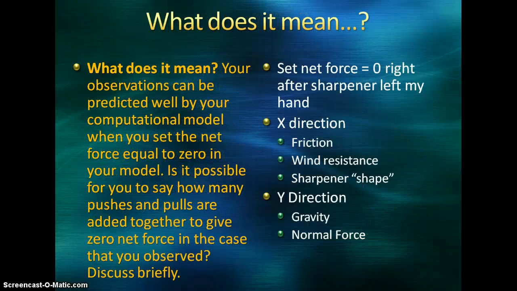What does it mean? Well, I set my net force equal to 0 right after the sharpener left my hand. In addition, the x direction had forces of friction, wind resistance, and the sharpener shape. The y direction had gravity and normal force.